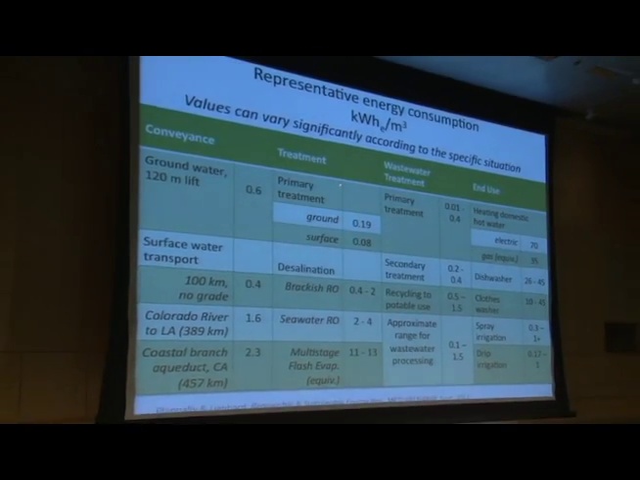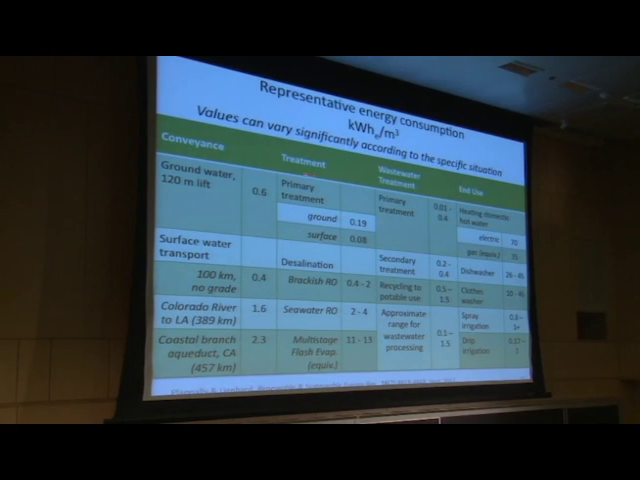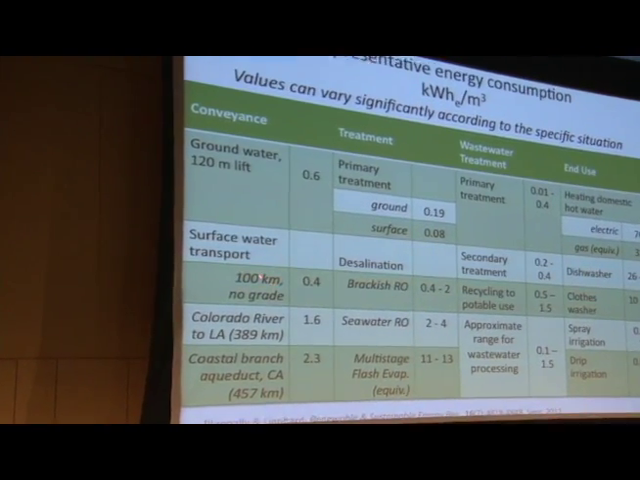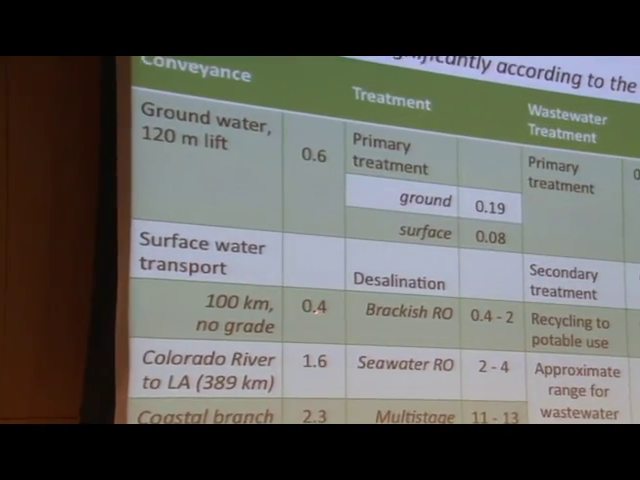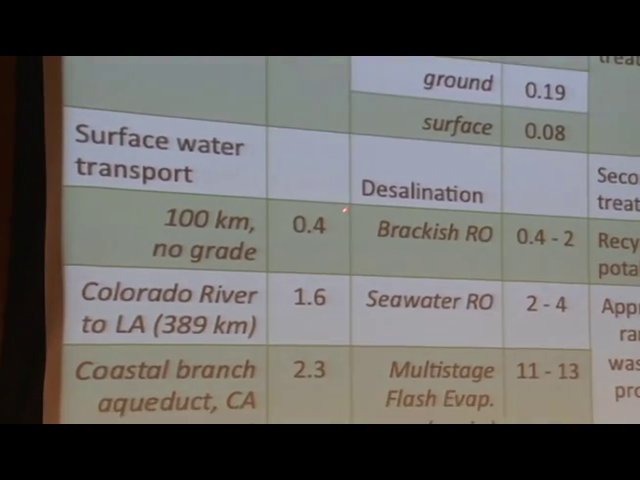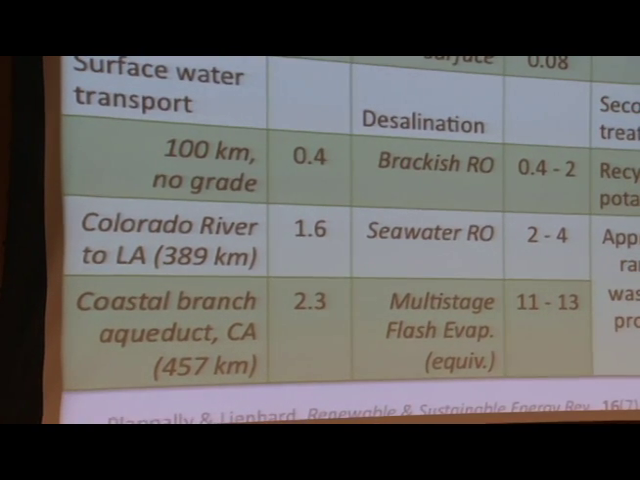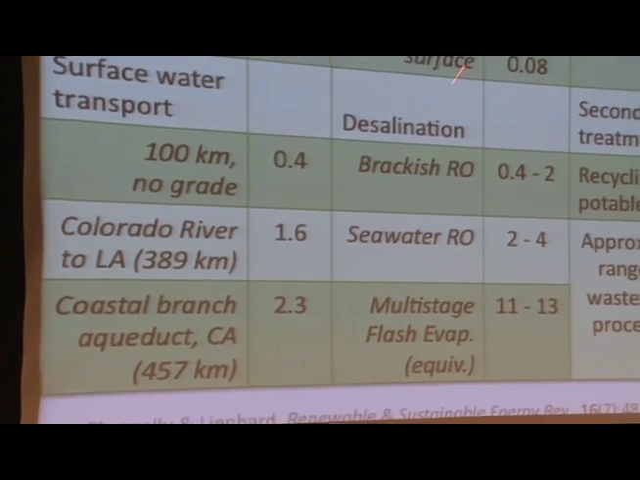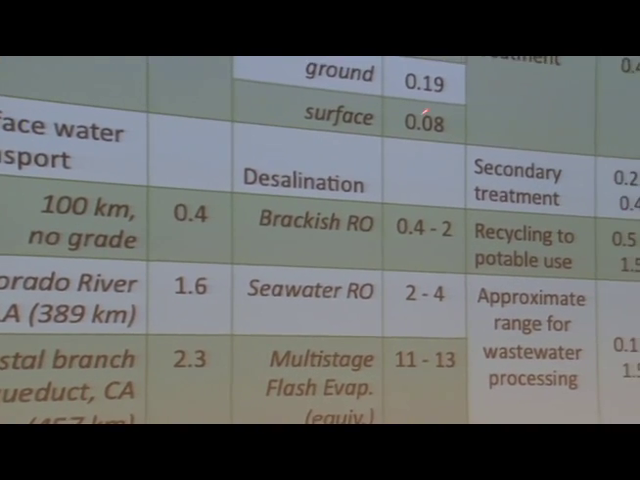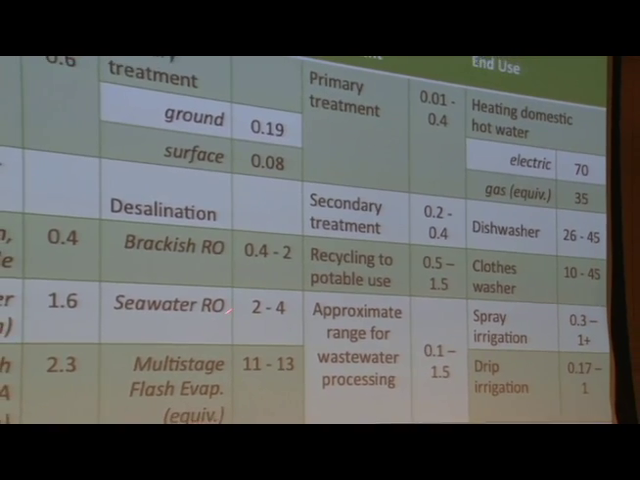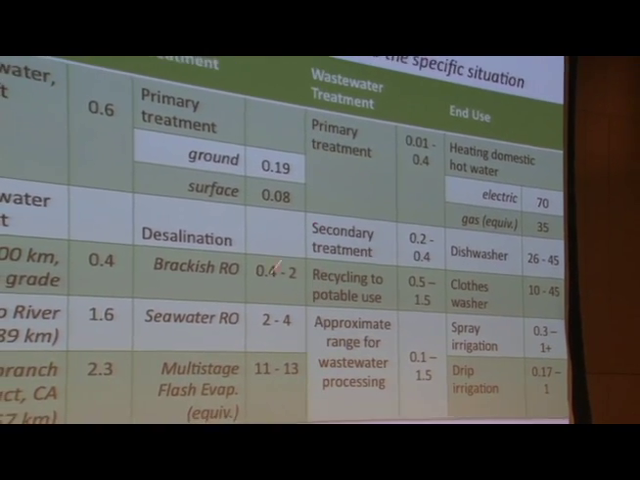These are energy consumption in kilowatt hours per cubic meter for some typical things we do with water. For example, groundwater, pumping it up 120 meters is about 0.6 kilowatt hours. Pumping it 100 kilometers with no grade typically might be about 0.4. The two aqueducts I mentioned are here. Primary treatment, groundwater or surface water, not much energy. Desalination, more energy depending on whether it's brackish or seawater. The thermal process is here.